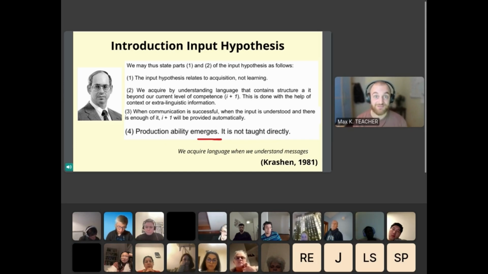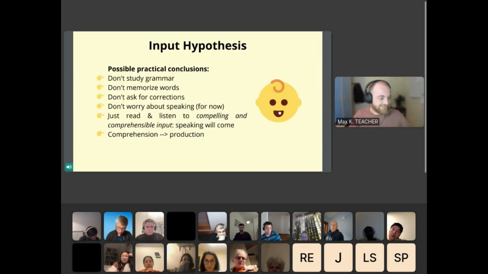Some of them get to very high levels, some of them not so high level. So we could say, if we believe that only Krashen is right, okay? We could say, don't study grammar, don't memorize words, don't ask for corrections, don't worry about speaking. Just read and listen to compelling and comprehensible input, and you will be able to speak, okay? So first, more comprehension means more production. And some people on YouTube are still saying this.